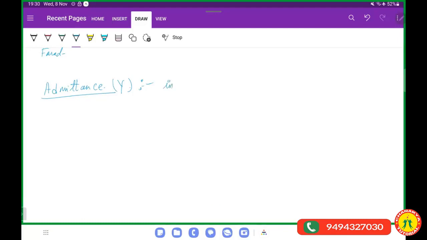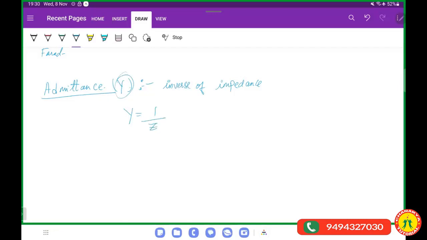I feel such UT class. Okay, chalo, admittance is the inverse of impedance, denoted by Y. So Y equals 1 by Z.